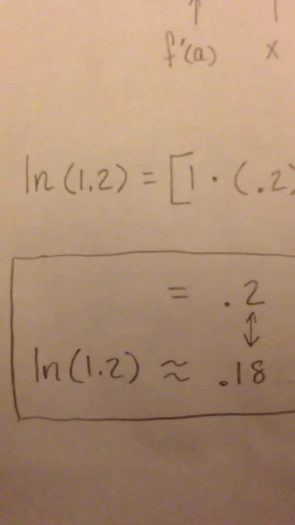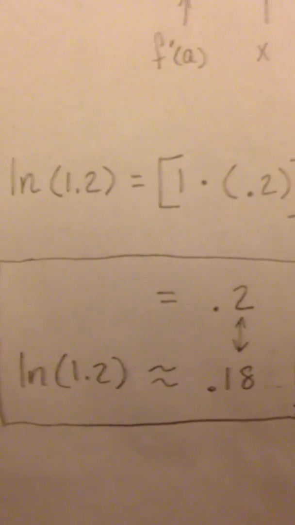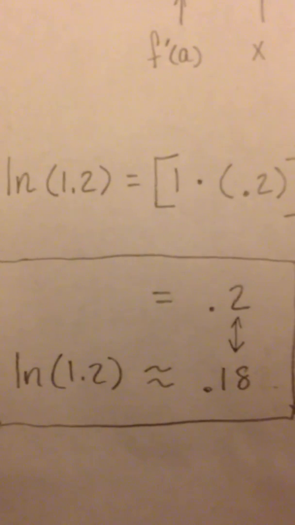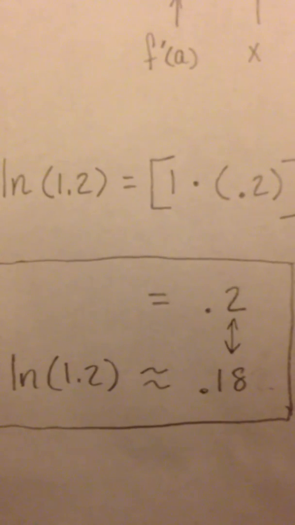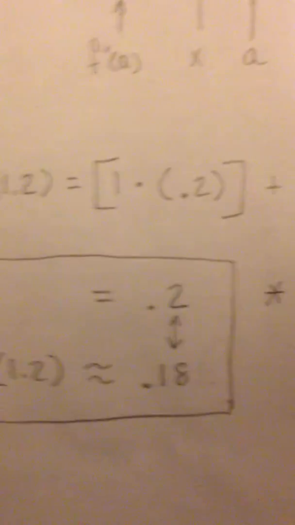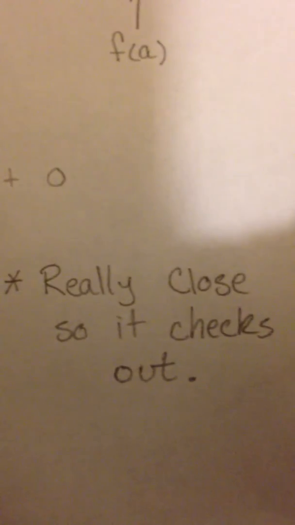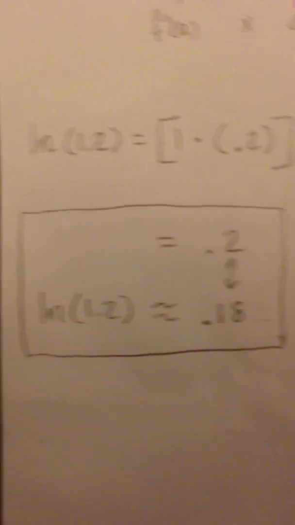And if we actually use our calculators and do the ln of 1.2, we see that that is approximately 0.18, and we see that those are really close, so it checks out.